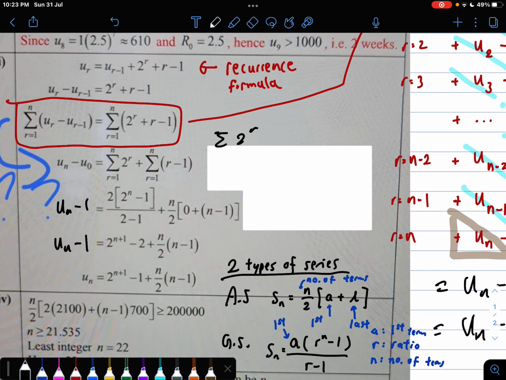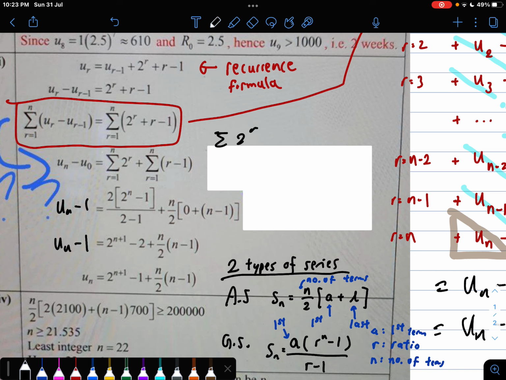What's the common ratio? Over there, 2. So that means a equals 2, r equals the common ratio of 2, and then what is the number of terms n? In this case, n is just n, because you see r from 1 to n. In general, the number of terms would be the upper limit minus the lower limit plus 1.